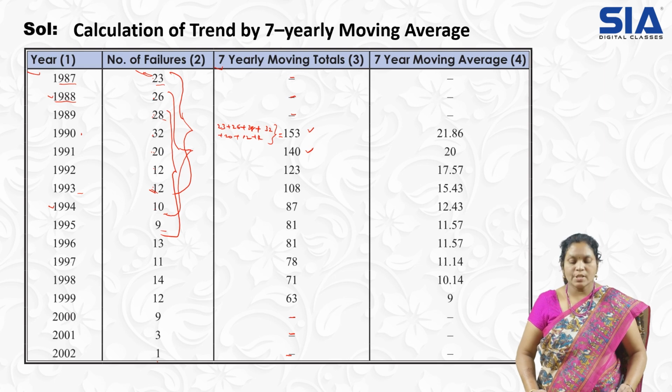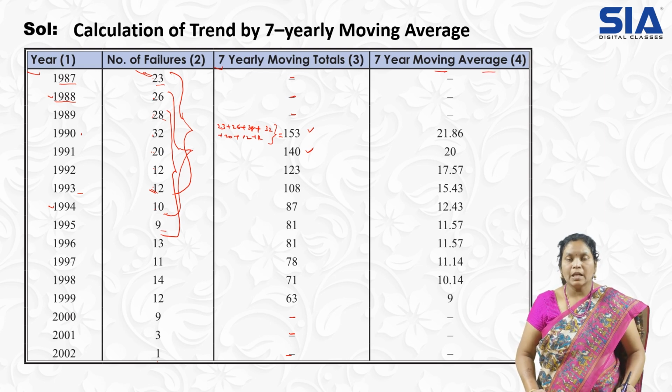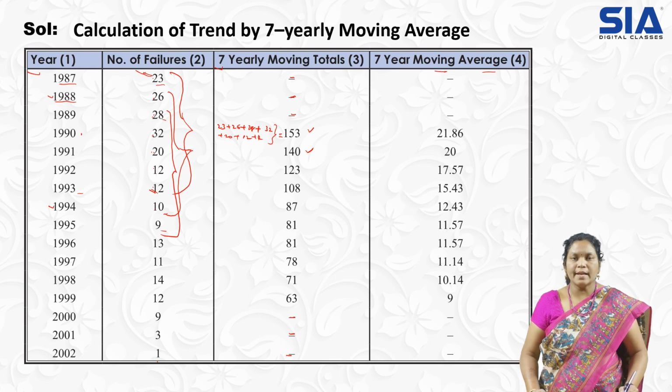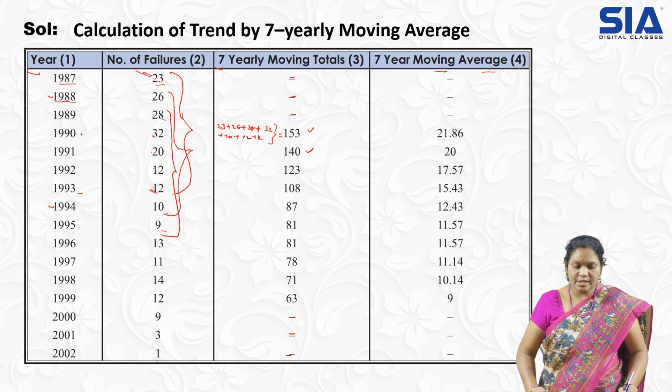Next we have to do the 7-year moving averages. This is simple. Making totals is a bit difficult, because you have to add 7 years and go on adding, leaving the front value and taking the last value like that. There you have to be a bit careful. Now the last column is a bit easier, because you simply have to do the average. Average in the sense simply you have to divide the values by 7.